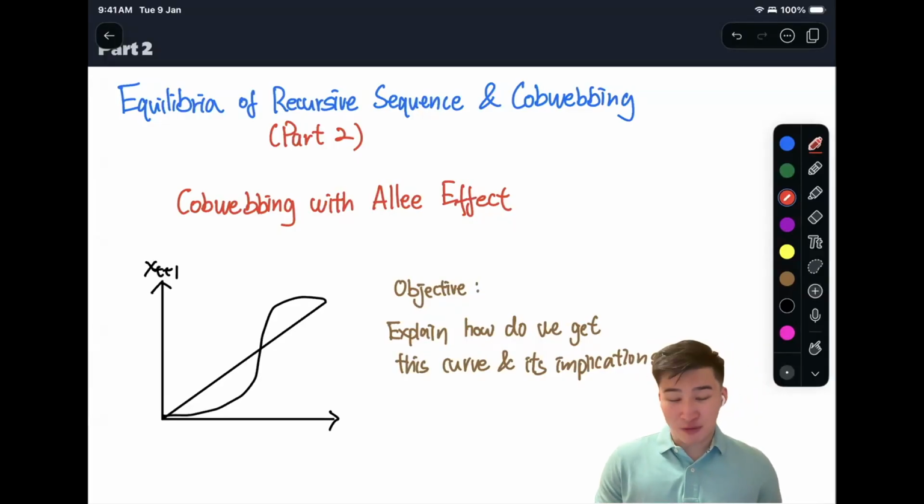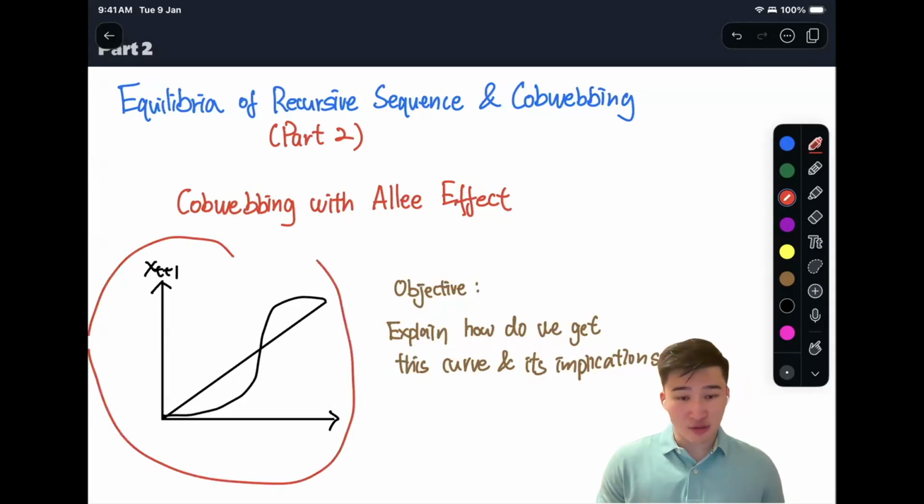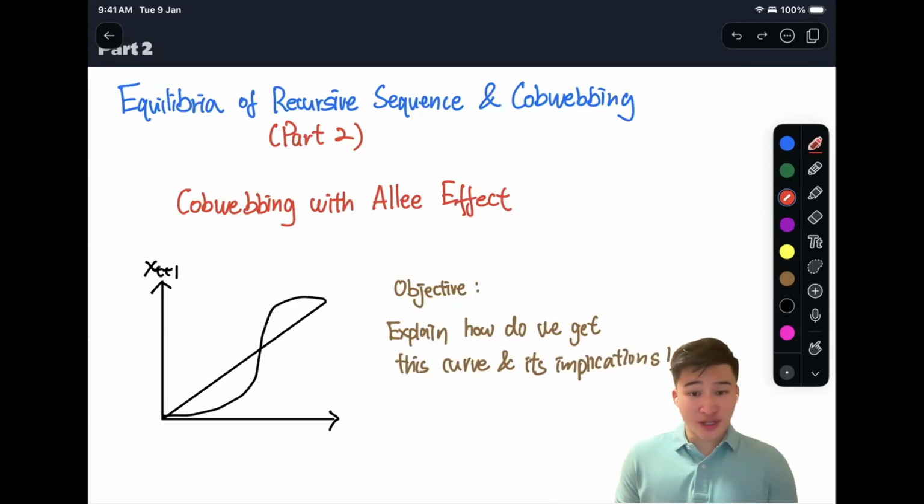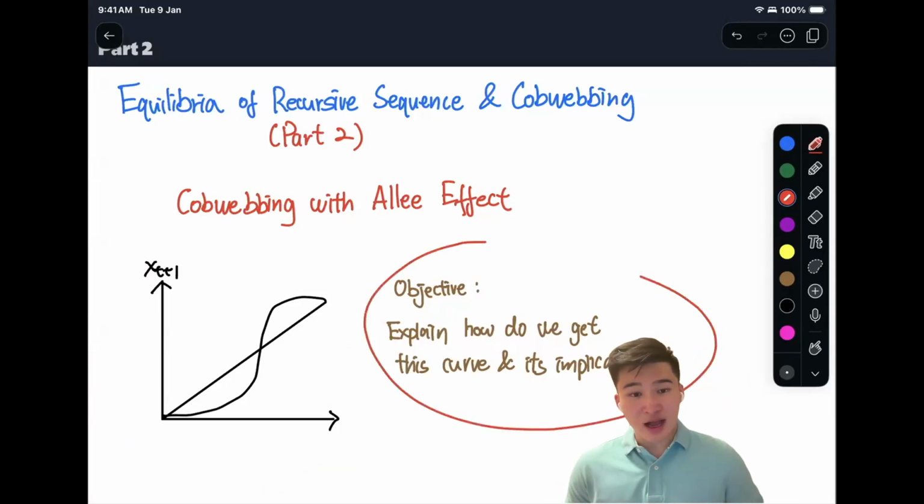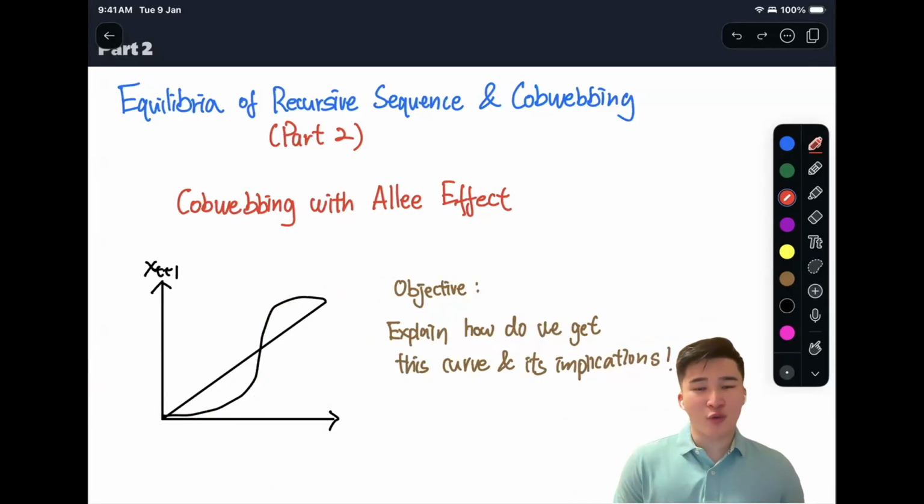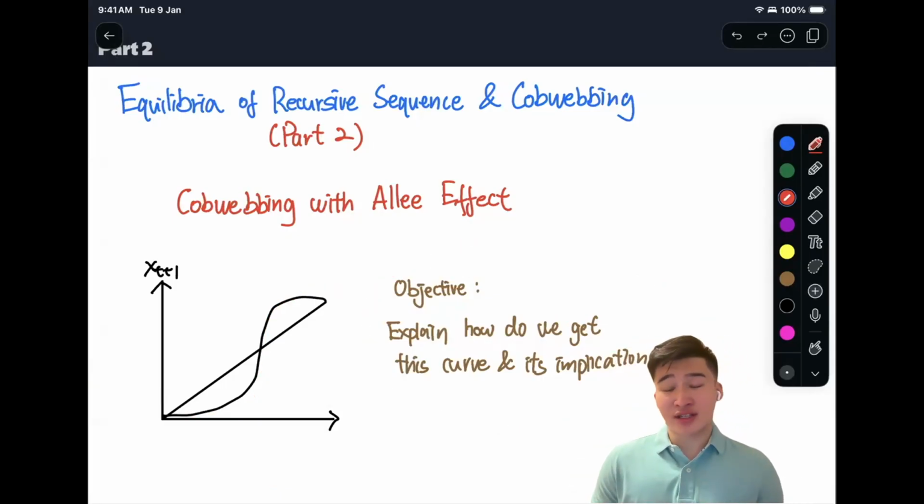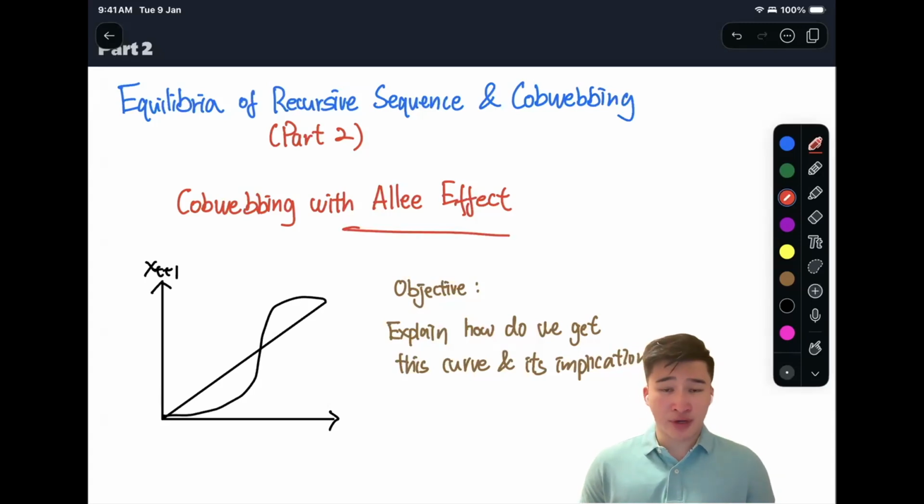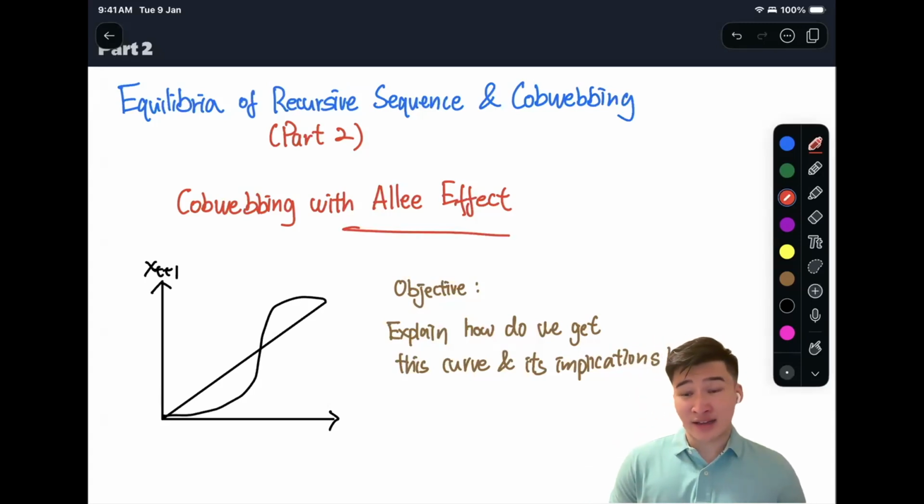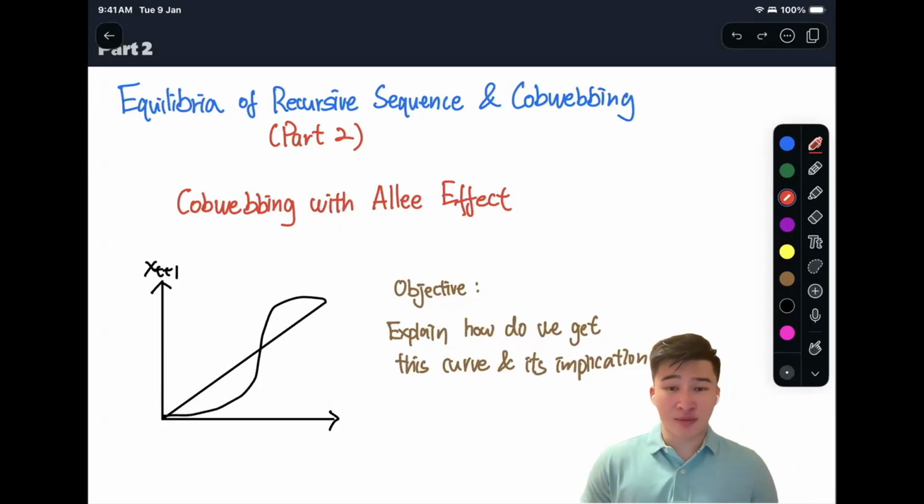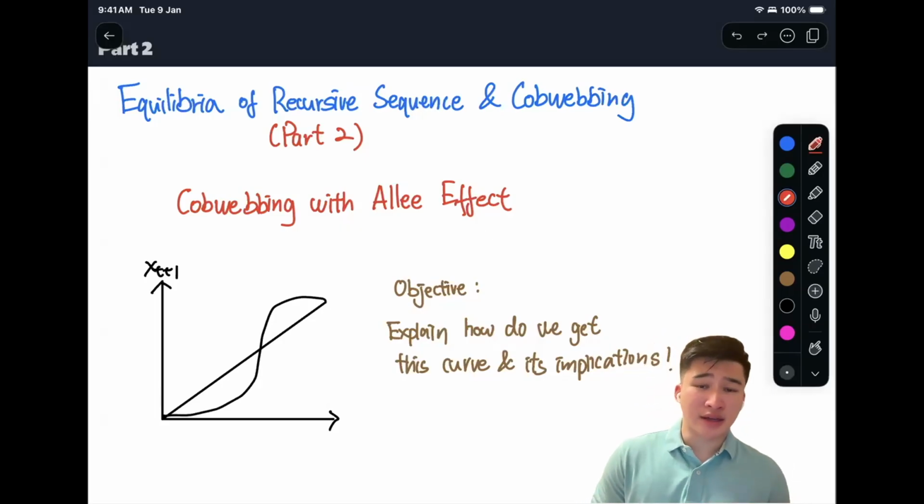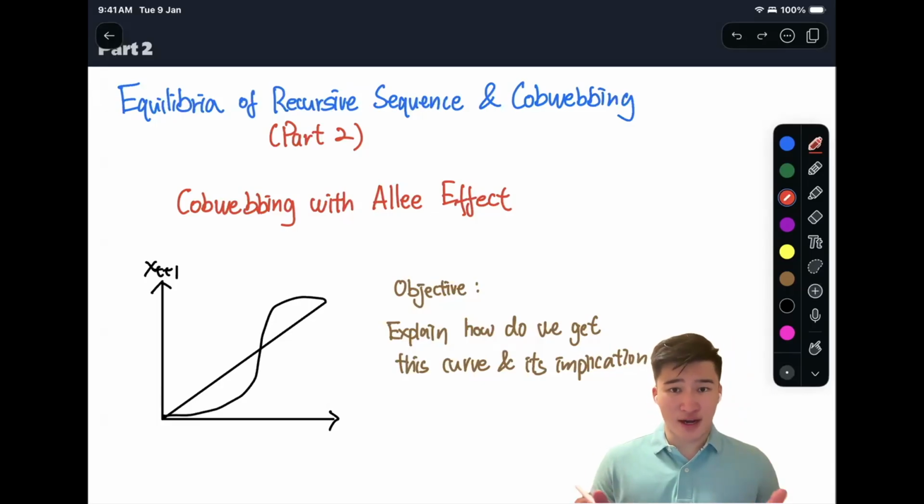If you remember last time from part 1, we took a look at this graph here. So today, our objective is to explain how we get this curve and what other implications this graph has. This is such an interesting topic, especially combined with what we're going to talk about, the Allee effect. It's going to be very helpful when it comes to population mapping and ecology and so forth. So without further ado, let's dive right into it.